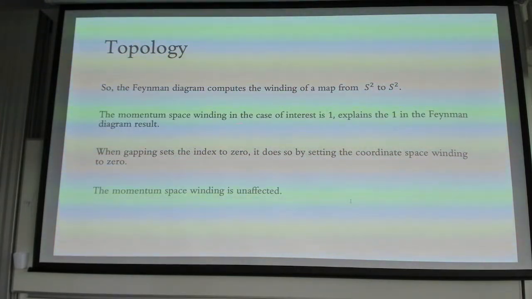So the Feynman diagram is computing, for the Majorana example, the winding number of a map from S2 to S2. The winding in the specific example of using the fermion operator is 1. So that explains the 1 in the Feynman diagram result. Note that when I turn on the gapping, which gapped out the two Majorana modes, it destroyed the index by setting the coordinate space winding to 0. So it set the winding of phi 1 and phi 2 to 0. The momentum space winding remained unaffected.